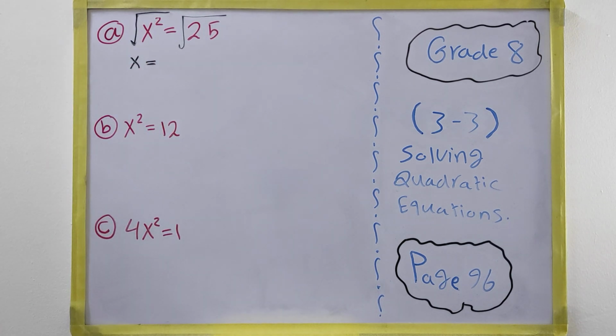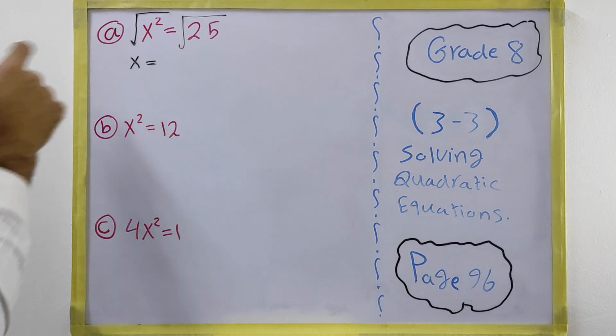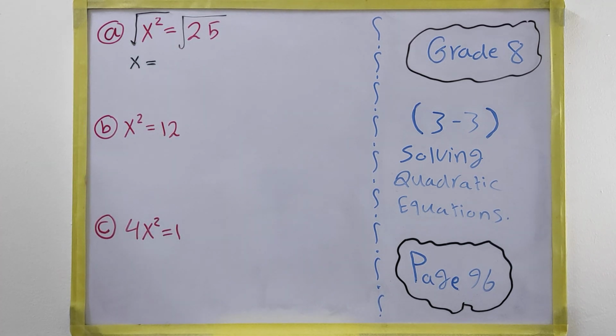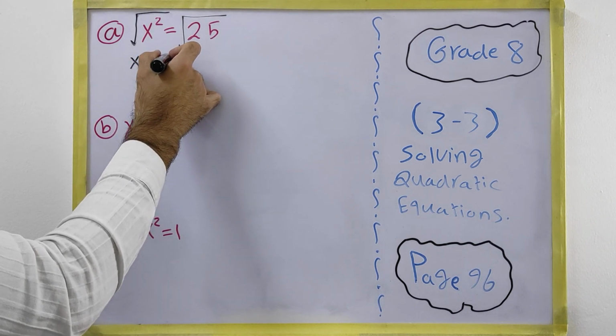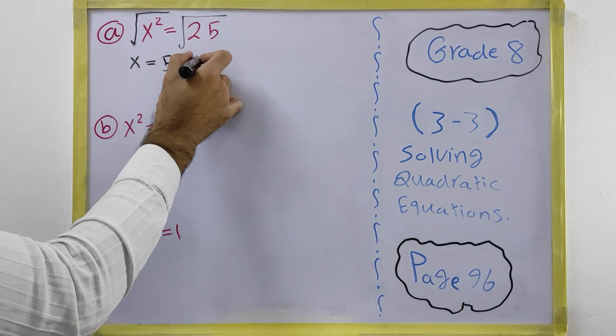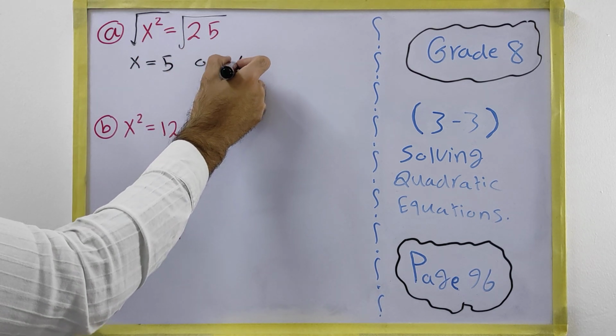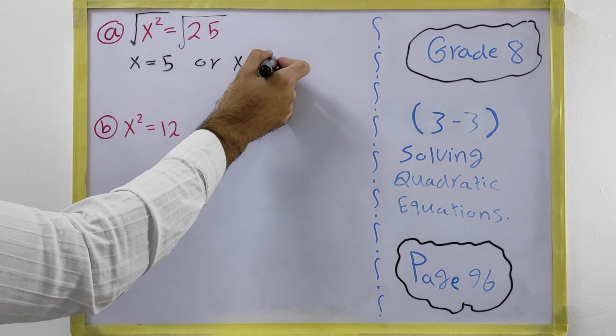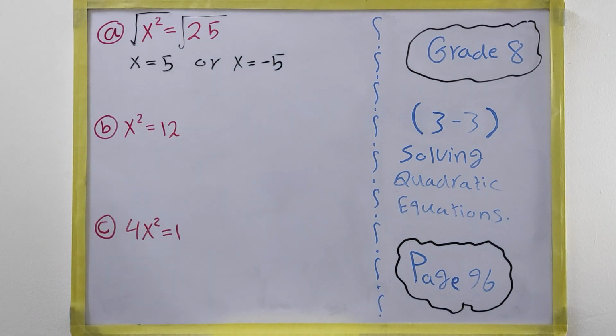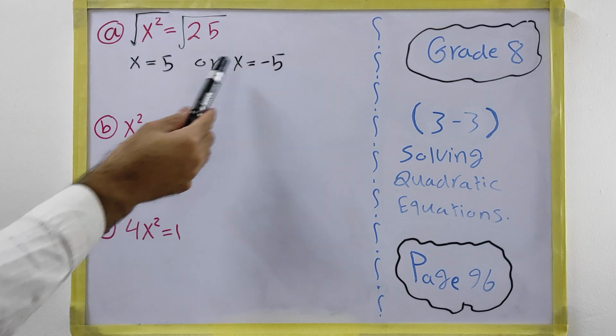X equals, and from the square roots we learned that it means which number multiplied by which number would be 25. We knew that 5 multiplied by 5, and negative 5 multiplied by negative 5. It means x equals 5 or x equals negative 5. Means the solution is 5 or negative 5.